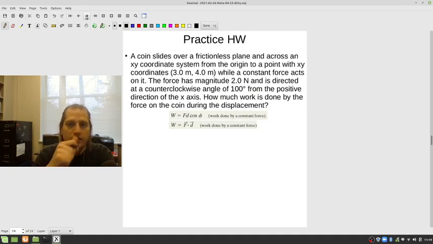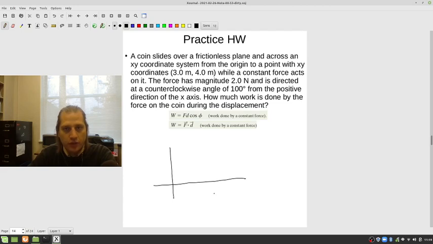All right, so here's a practice homework problem for you guys. It says a coin slides over a frictionless plane and across an xy coordinate system from the origin to a point with xy coordinates 3, 4. So there's 3, there's 4. So your displacement is going to be 3, 4. Now everyone knows your 3, 4, 5 right triangle, so this distance has to be 5 meters.